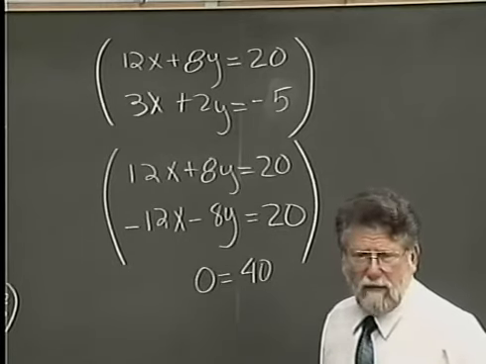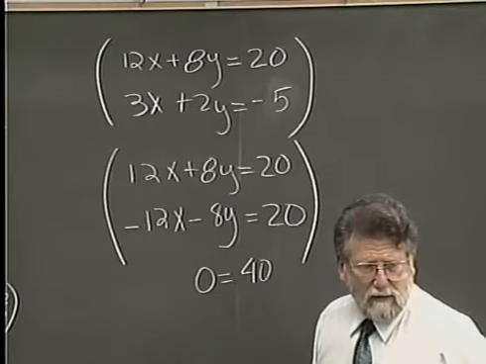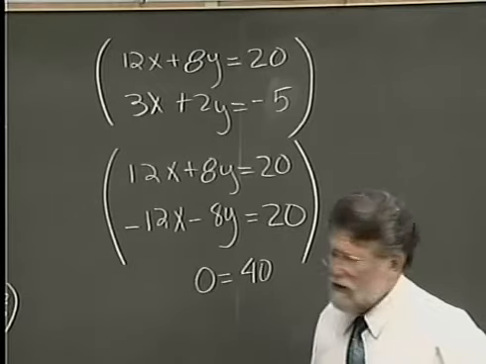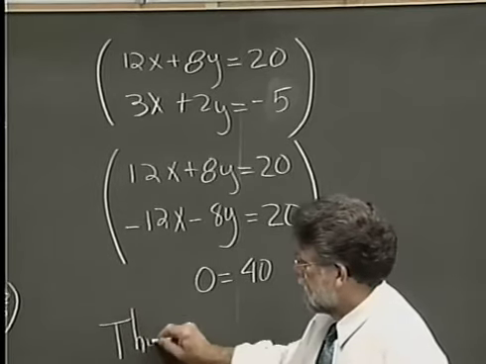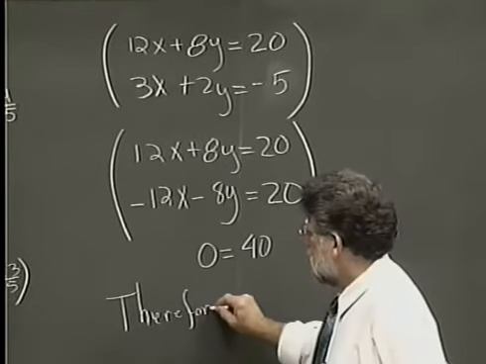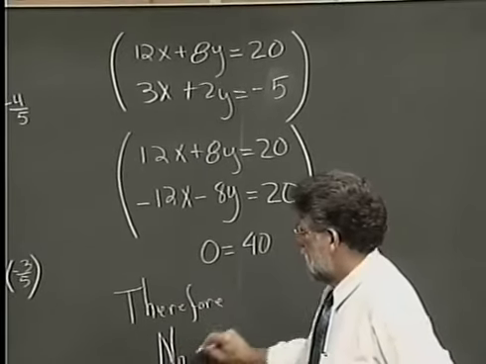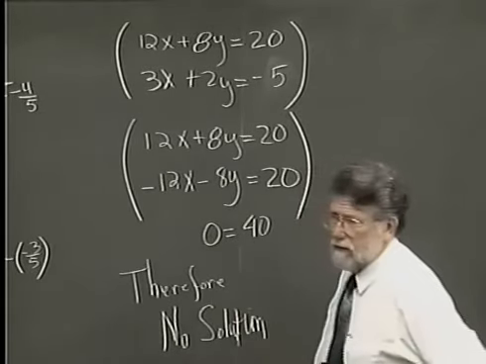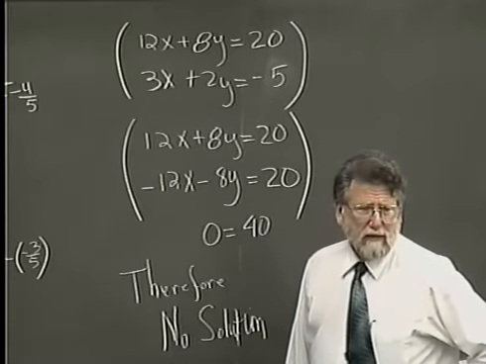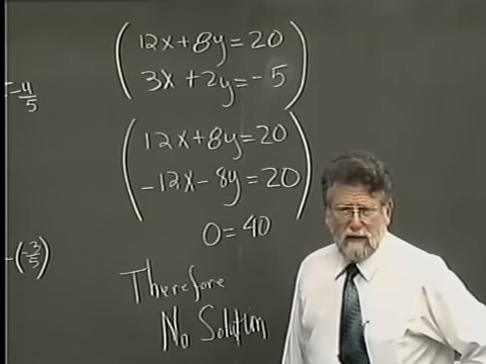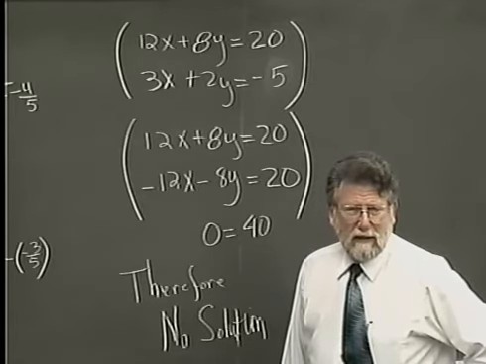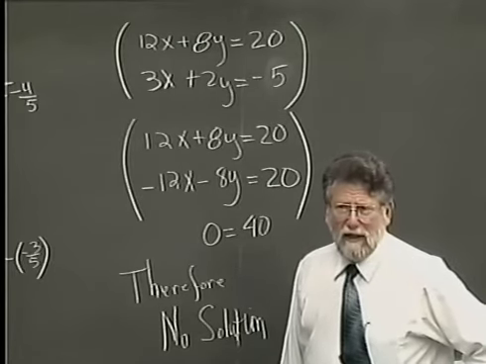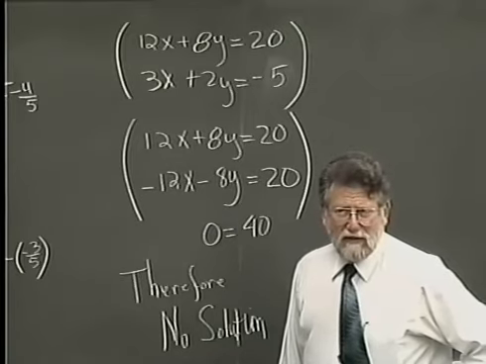You started out with the idea that you're going to have a what? A solution. And you get a contradiction. So what does that do to your assumption? Negates it. Therefore, no solution. What kinds of lines were these? Parallel lines. What kind of system? Inconsistent. Because the system was inconsistent with my assumption that there was a solution that was simultaneous.